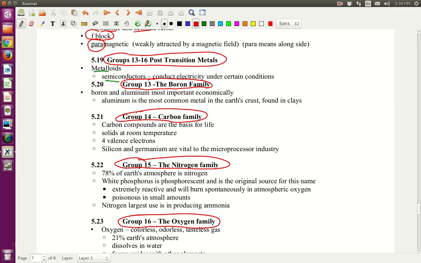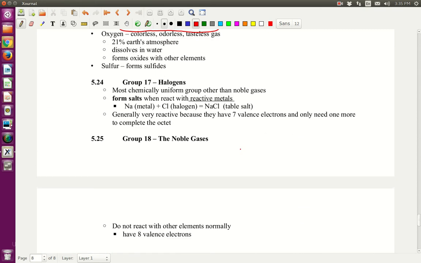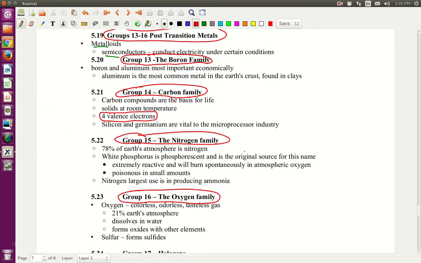So what do you need to know about the carbon family? It has 4 valence electrons. Well, again, that's easy because look back down at the carbon family. It's in group 14 or 4A. So everything in this group has 4 valence electrons. Boron family is in group 13 or 3A. So everything in that group has 3 valence electrons. So that's not anything really new.